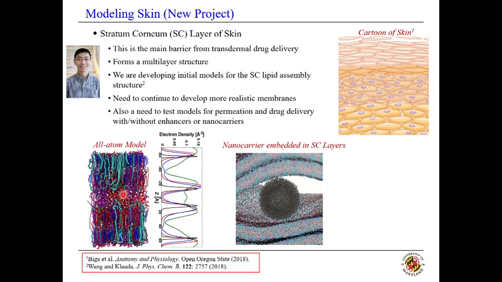And so we've been trying to model this and compare with experimental data on these lipid mixtures to eventually understand the lipid structure in the stratum corneum, which is the main resistance to permeation of drugs across the stratum corneum.